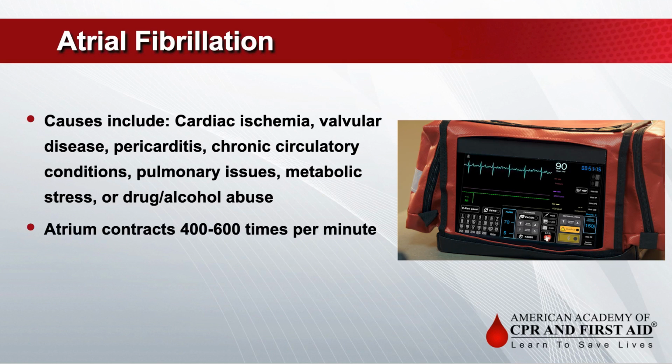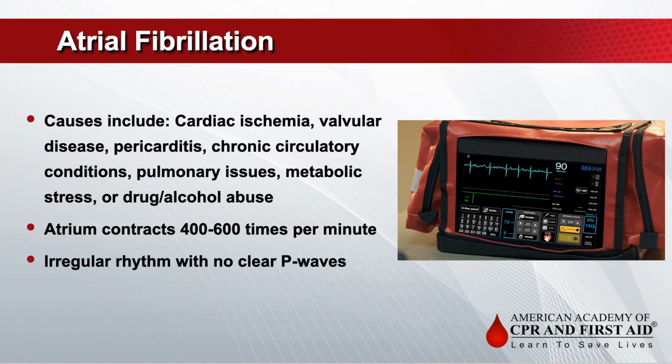Since the AV node experiences so many impulses, only a small amount are allowed through, resulting in a slower ventricular rate. This process is irregular. The hallmark sign of atrial fibrillation is an irregular rhythm with no discernible P waves. The atria are quivering, not contracting.